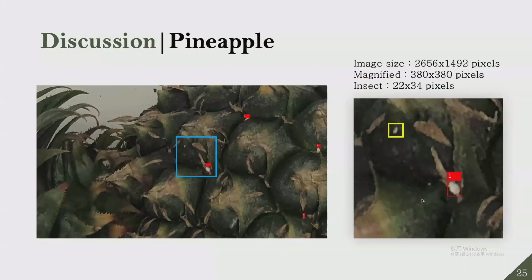The magnified image is cropped from the blue bounding box on the left side, and I magnified it. The insect is in the right image, in the yellow bounding box. As we can see, the insects are very tiny. They only have 22 by 34 pixels. So after resizing, convolution and pooling, the features might almost disappear, so the model hardly learns, and it's easy to lose this detection.